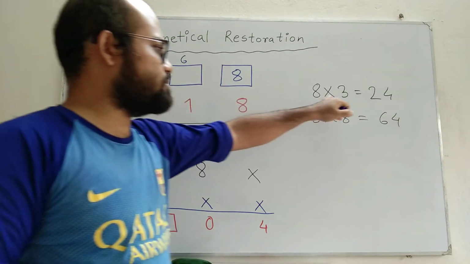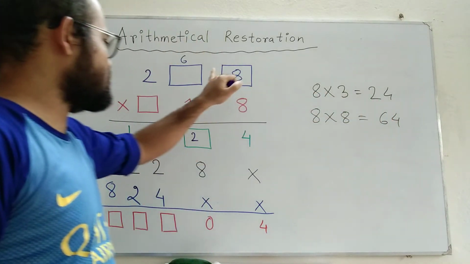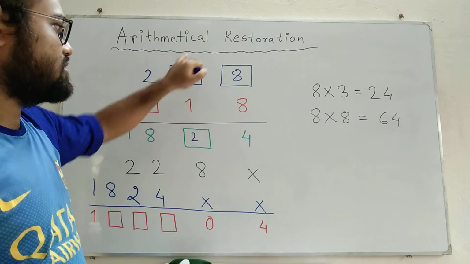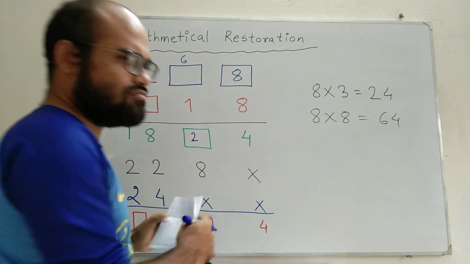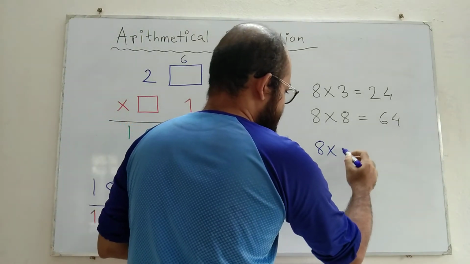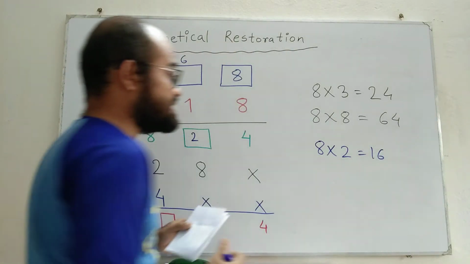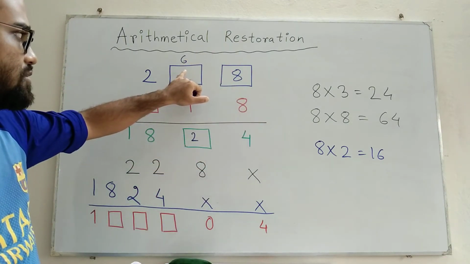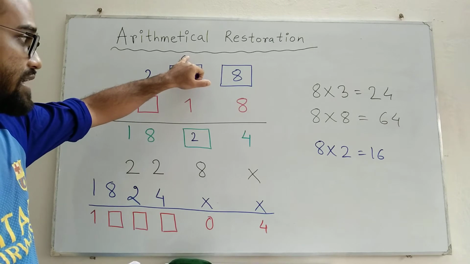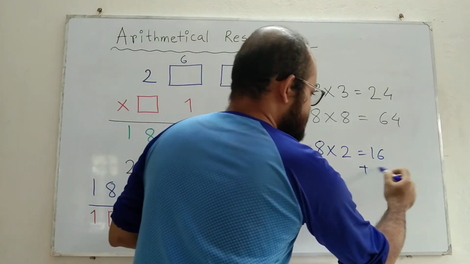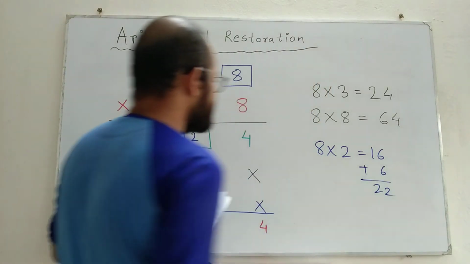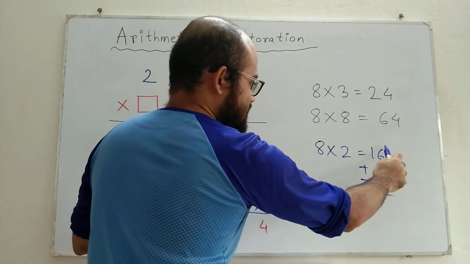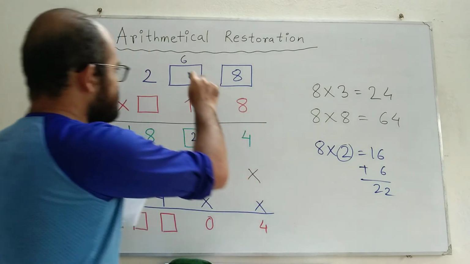Well, if I put 4, 24 plus 6 becomes 30. There is no 2. Now let's try 8 times 2. What does 8 times 2 give us? 8 times 2 gives us 16. And when that 16 is added with 6, I get how much? 22. So I've got a clue. There will be 2 over here.